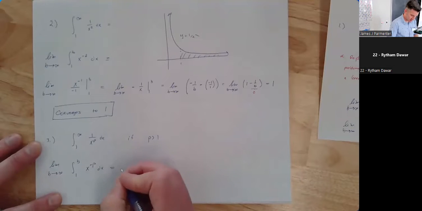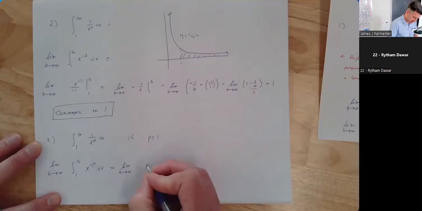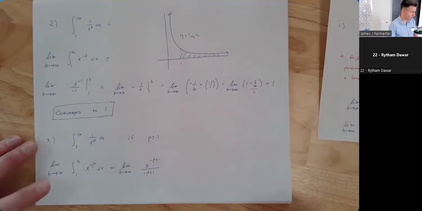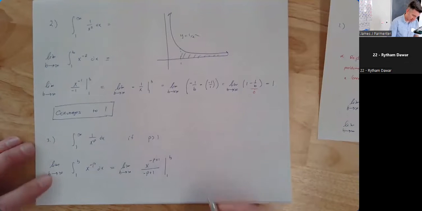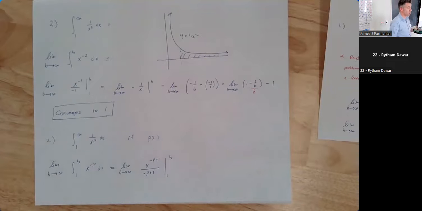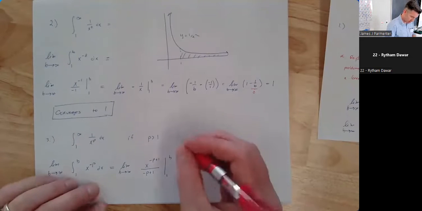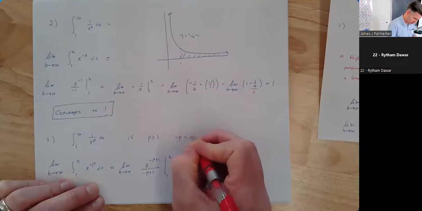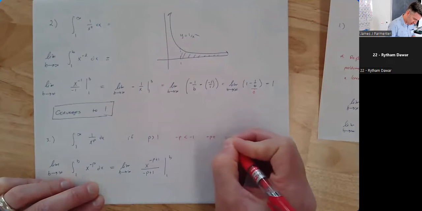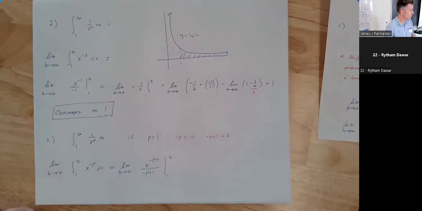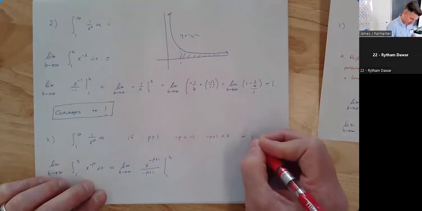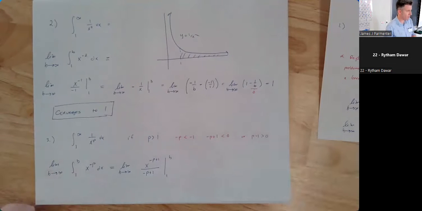When we integrate this, we get the limit as b goes to infinity of x to the negative p plus 1 over negative p plus 1 from 1 to b. And I will point out that since p is larger than 1, that means negative p is less than negative 1, and negative p plus 1 is less than 0. So negative p plus 1 is negative, or if you prefer, p minus 1 is positive. The reason I point this out is because I'm going to rewrite this.